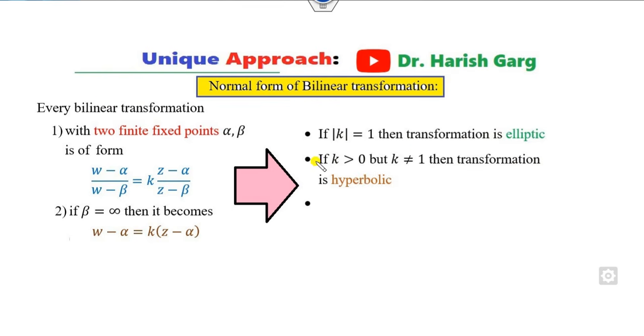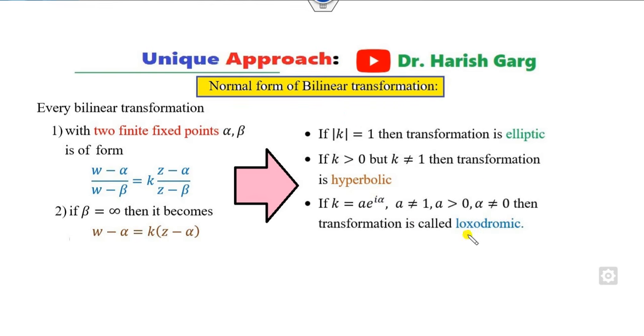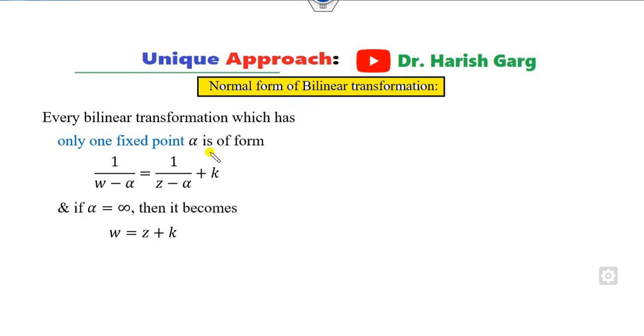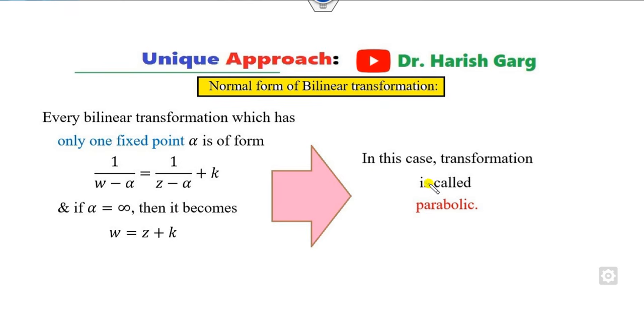If you prove that k is positive but not equal to 1, because 1 is already here, then the transformation is hyperbolic, otherwise it is called loxodromic if k is a complex number. In the second case, if you have only one fixed point, the transformation is written in this form, and if alpha is infinity, then it is of this form. This transformation is always called parabolic. Whenever you have one fixed point, it is always parabolic.